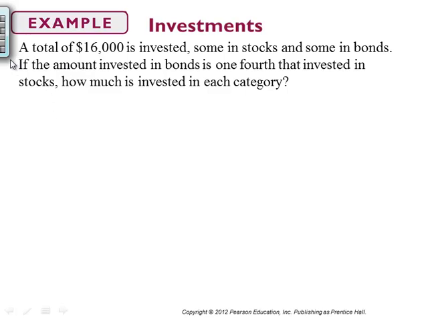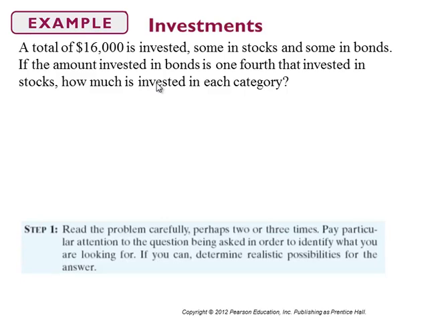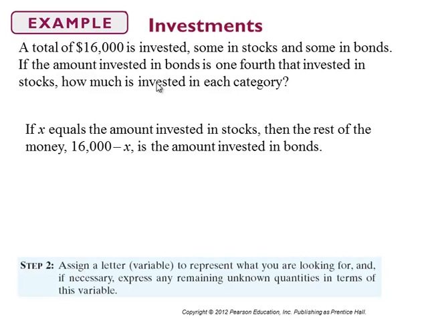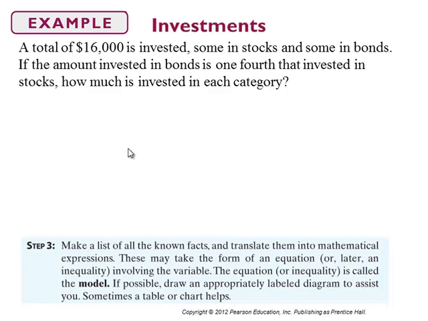Take a look at this second sentence. If the amount invested in bonds is 1/4 of that invested in stocks, take a look. Let's go ahead and figure out an equation. We don't know how much is in stocks, and we don't know how much is in bonds. What we could do is let X be equal to the amount invested in stocks. And if that's the case, then 16,000 minus X will be the amount that's invested in bonds.